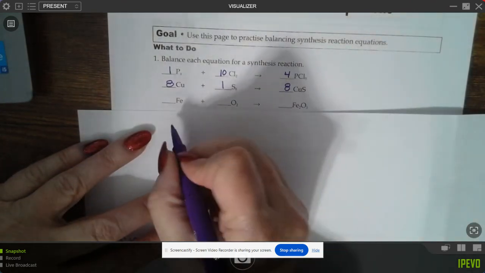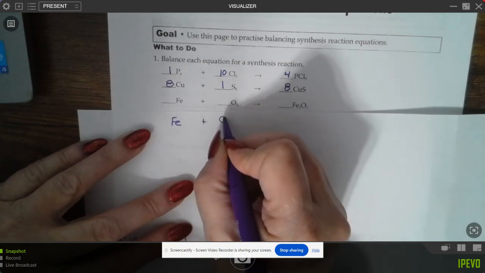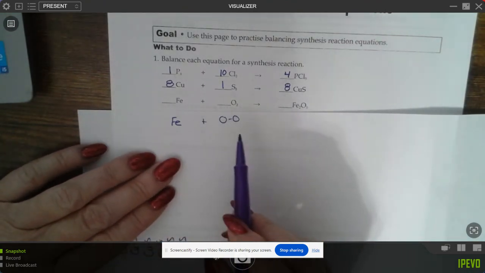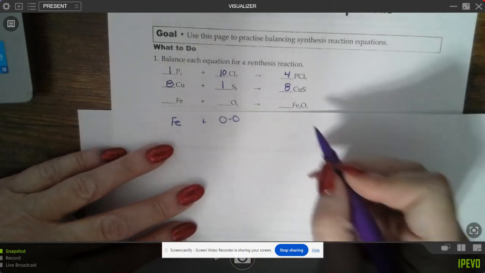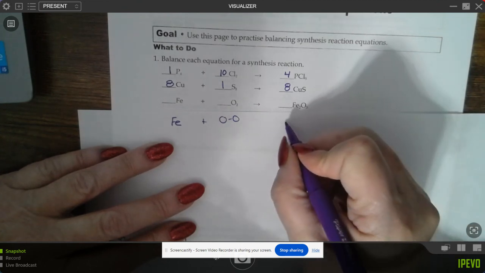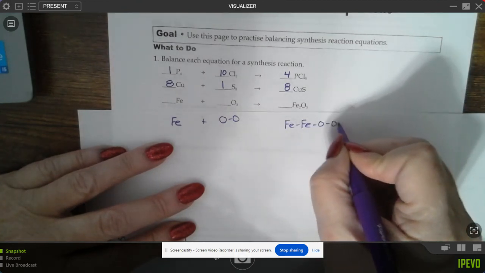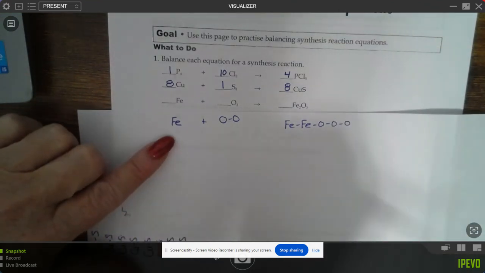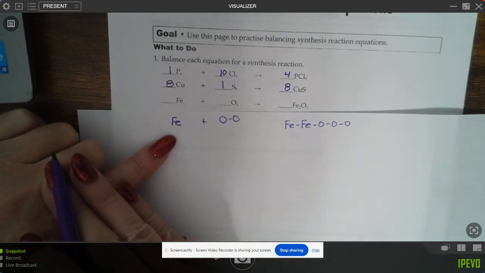So this one, I have Fe plus O2. And again, it's really good to know how to write these this way because it will help you answer that modeling question. All right, here I have Fe2O3. So Fe, Fe, O, O, O. All right. Since iron is by itself, I'm going to wait until the end to do that.